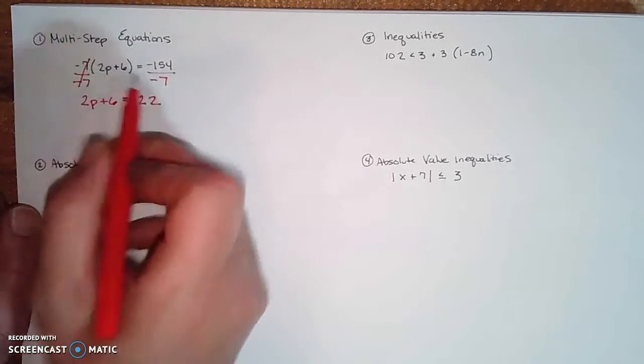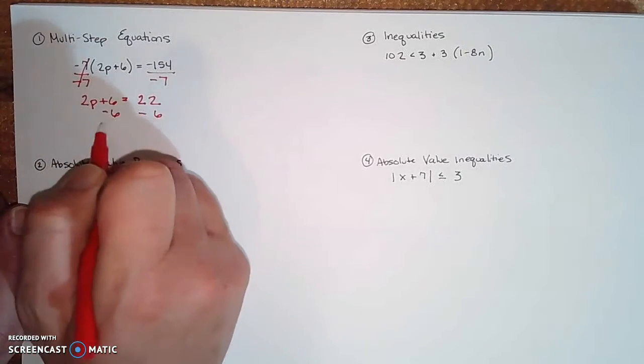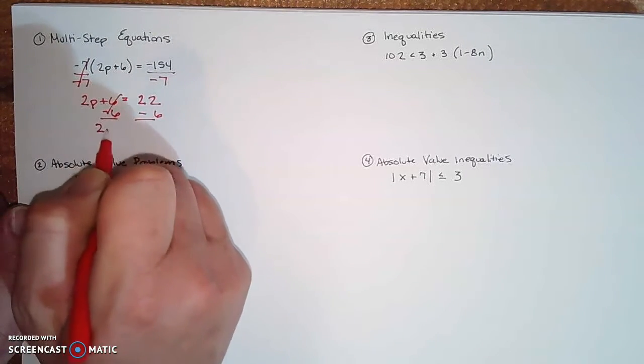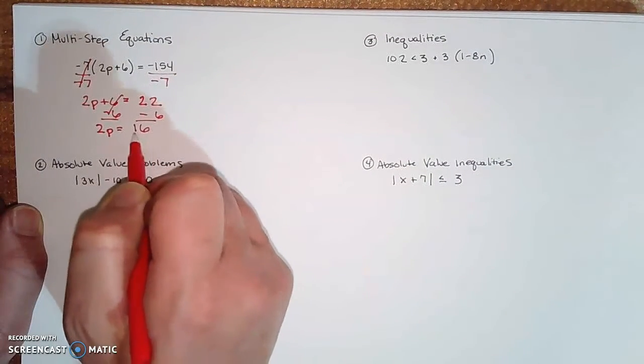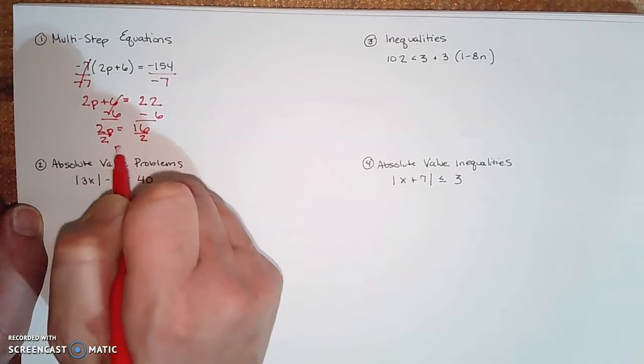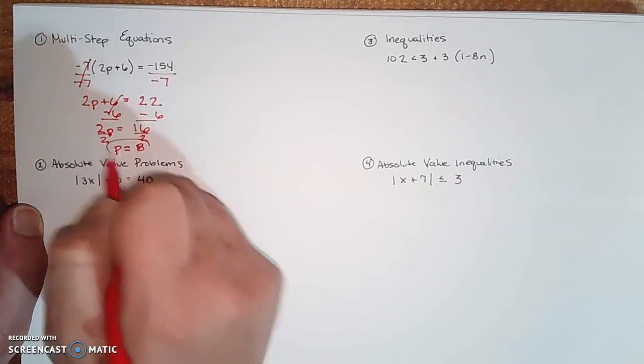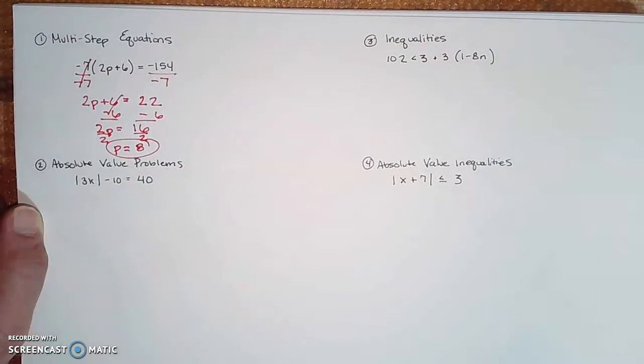And then we're going to get p by itself, subtract the 6. 2p equals 16, and divide both sides by 2, and get p is equal to 8. So the key on that was leaving the parentheses alone, getting them by themselves first, and then solving the problem out. Okay, the next type of problem you're going to look to solve are absolute value problems.